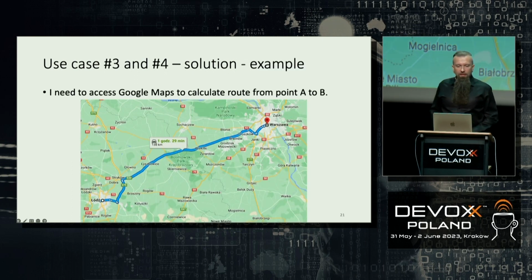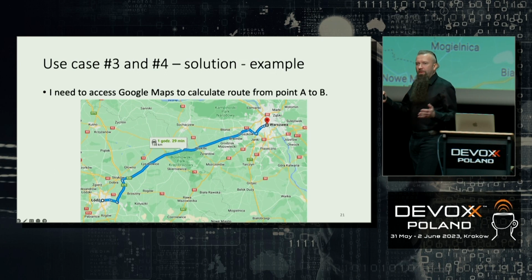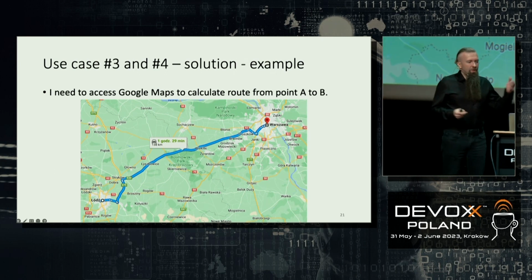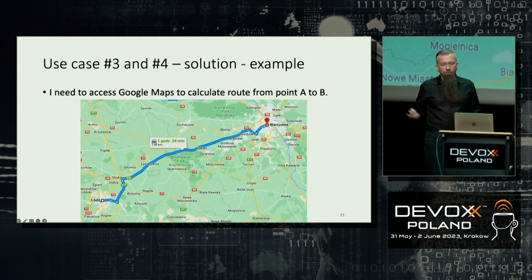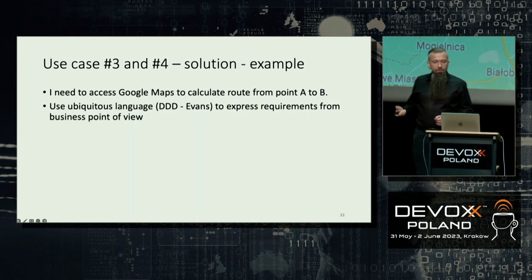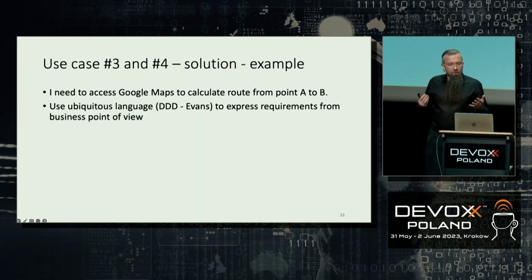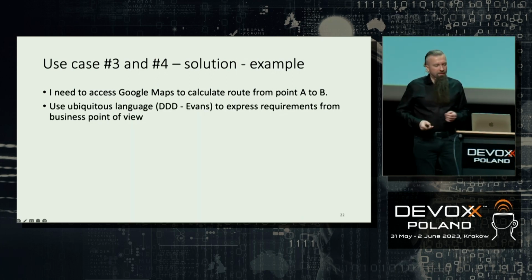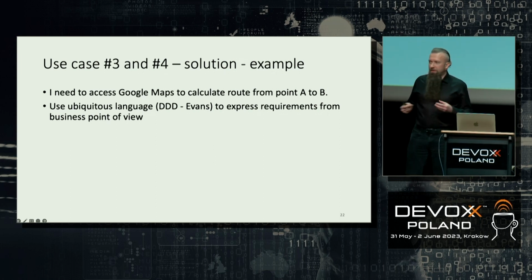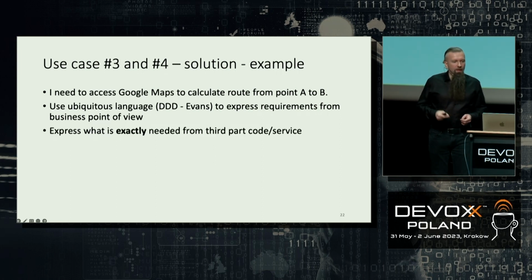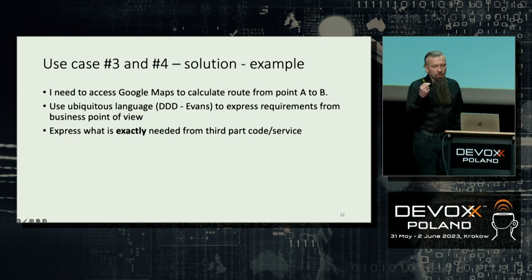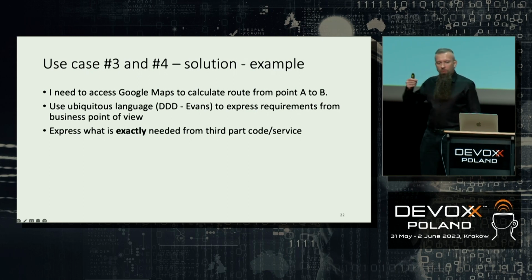And let's see an example. I would like to implement a simple mapping application. I need to access Google Maps to calculate a route from point A to point B. Use ubiquitous language from domain-driven design to express requirements from the business point of view. This is our first step. And express exactly what is needed from the third-party code or service.